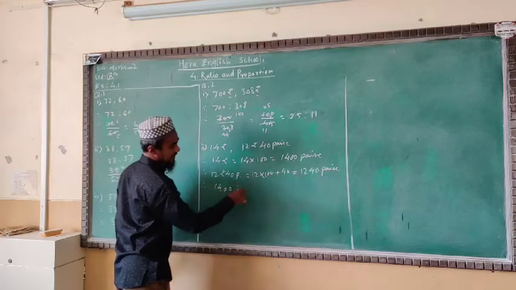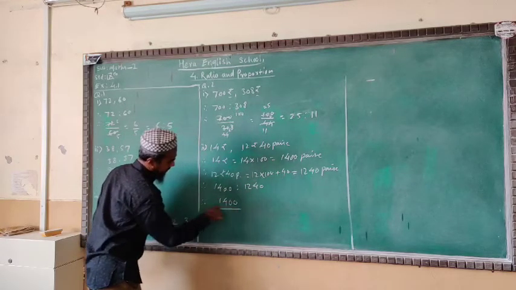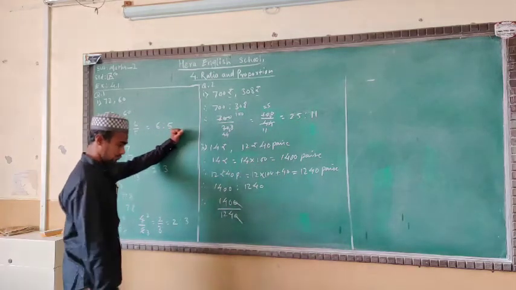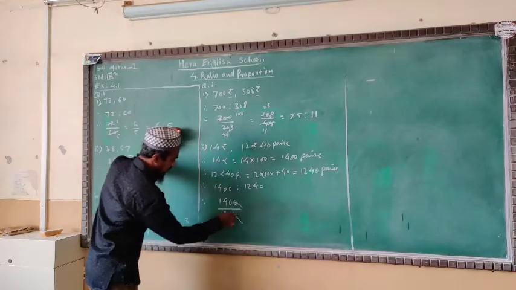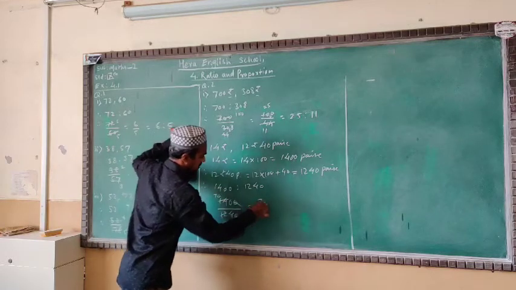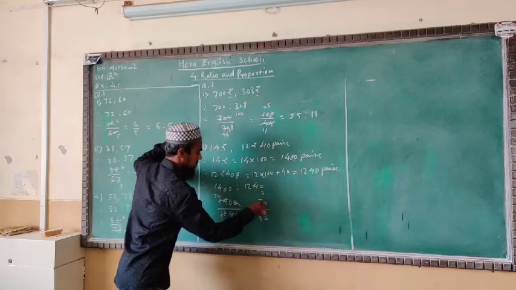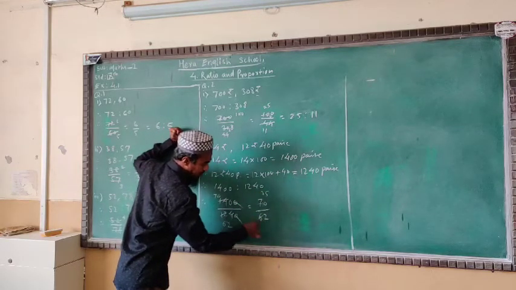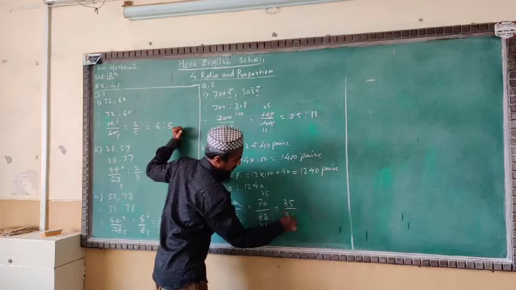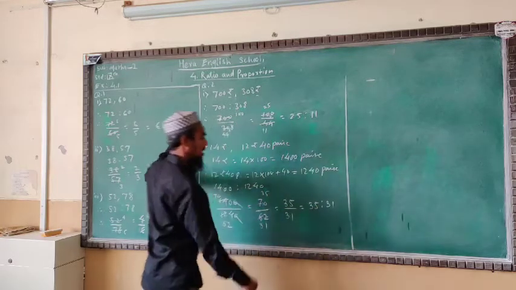1400 is the first quantity and second is 1240. Now continue, 1400 divided by 1240, cancel the 0 0. Now we'll take the table of 2. Easily we can take here 2 6s are 12, 2 2s are 4, 2 7s are 14 and 0 will be as it is. Here we got 70 divided by 62. Once again we'll take the table of 2. 2 3s are 6, 2 1s are 2. You will get here 35 upon 31, means 35 is to 31 is your answer.